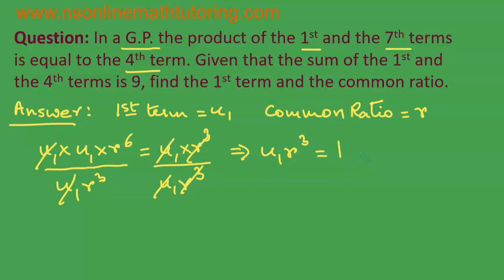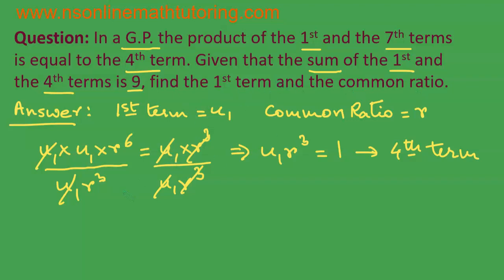And this is the fourth term. u1 times r to the power of 3 is the fourth term, right? So we are seeing the fourth term value is equal to 1. We do not know whether this will be useful for us or not, but we have got the numerical value of the fourth term. The next piece of information is that given the sum of the first and the fourth terms is 9, find the first term and the common ratio.